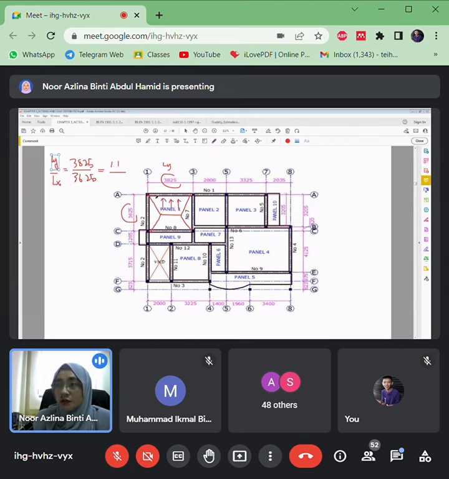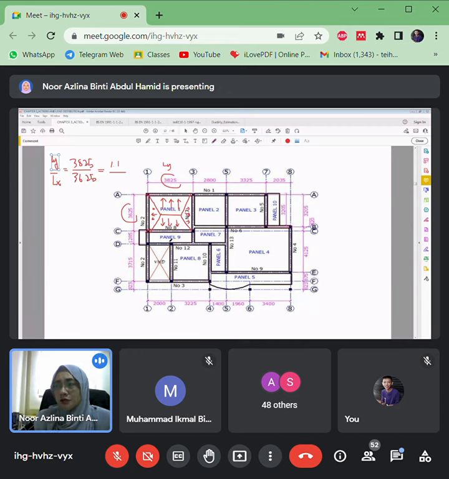This portion will transfer to this beam, 1, 2, 3. This load will transfer to this beam, 1 from A to C. Same goes for the other side.